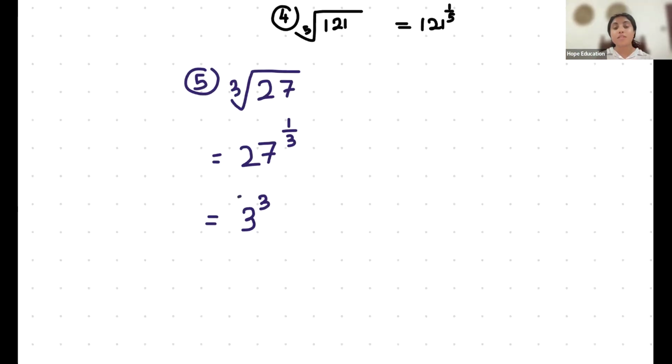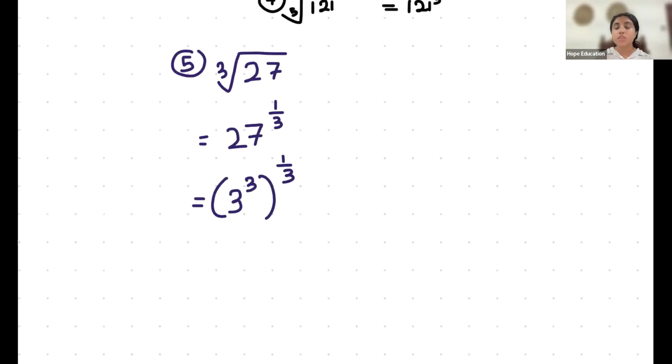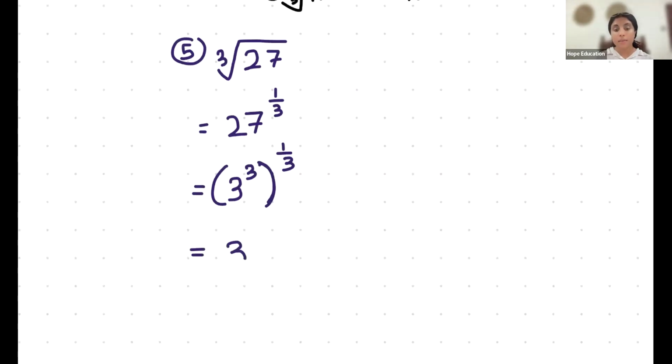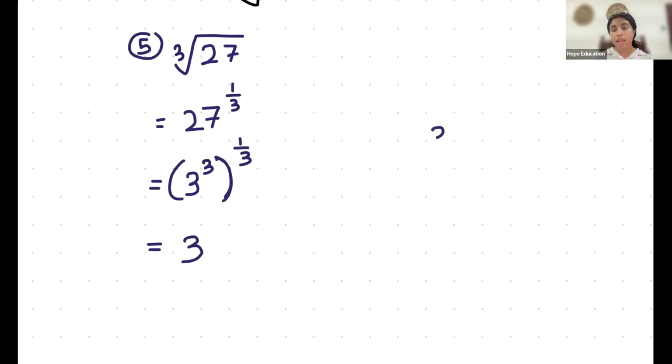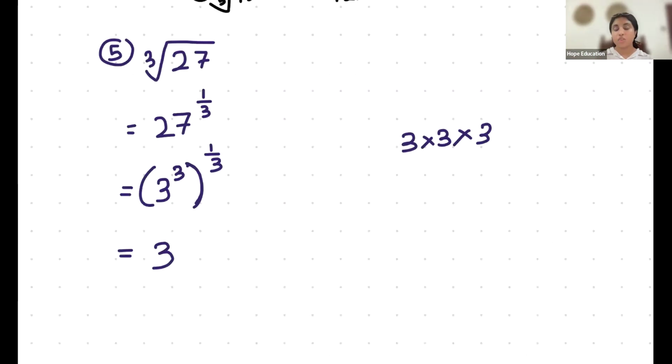Then in addition to that, outside there's another index which is 1 over 3. When it comes to these powers, a bracket means the powers multiply. 3 times 3 times 3 means there are three 3s, so that means 3 to the power 3. That is 27, which is why instead of 27, I can write 3 to the power 3. Is that clear?